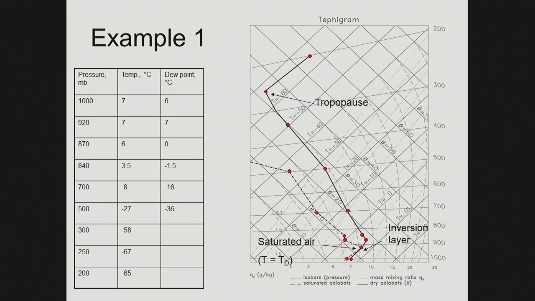Now that's a saturated layer. The temperature and dew point are equal, and then after that, they diverge, and we keep on plotting. So to plot on the tephigram, you say, okay, there's the pressure, find the temperature, find the dew point. Join the dots up.